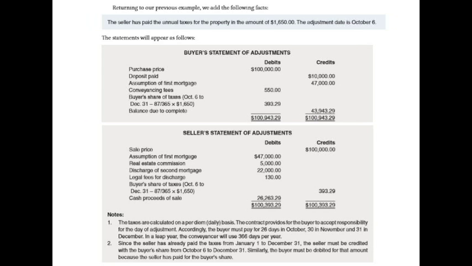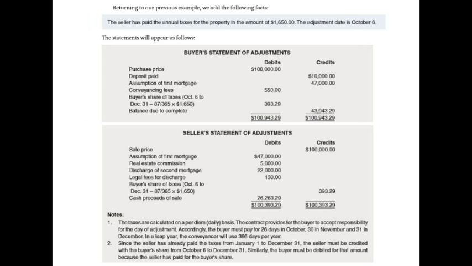So here's the buyer's statement of adjustments. Purchase price is a frown, a debit, 100 grand. Nothing in the credits column. Deposit paid is in the credits column, a happy face, 47 grand. Assumption of the first mortgage will also be in the happy face, credits column on the right, 47 grand. Conveyancing fees, $550, will be a debit for the buyer because they have to pay it. It's a negative, it's a frown.